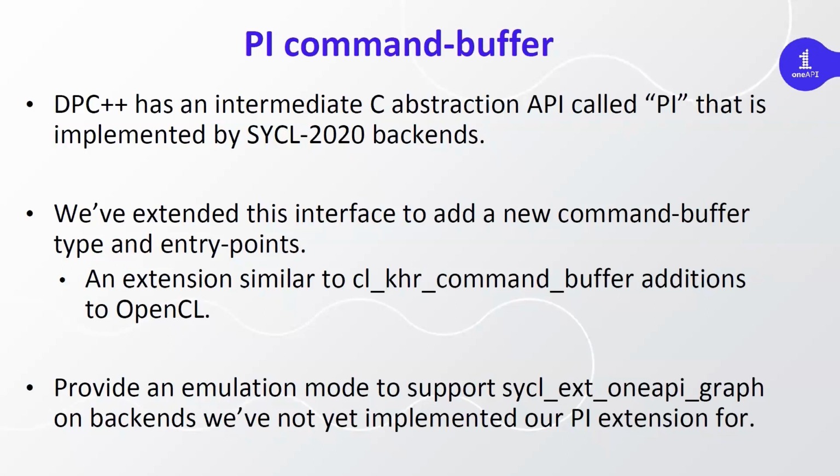It could be that a SYCL graph is partitioned into several underlying command buffers if the runtime needs to do that, possibly on, say, a host task. It could have a PI command buffer, then your host task implementation, then another PI command buffer, to partition your graph. So we've implemented our new PI entry points for Level Zero, but for the backends we haven't got around to implementing yet, we provide an emulation mode where we just implement our graph API by reissuing the commands using the existing PI entry points. That still enables correct execution, but just not quite as performant through the stack as we'd like it to be.